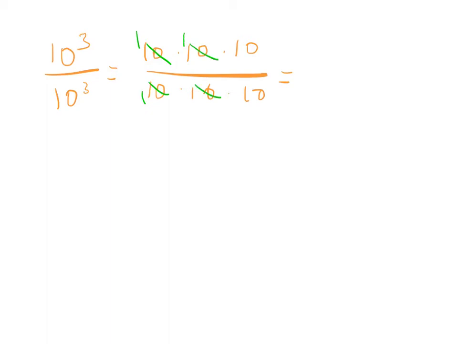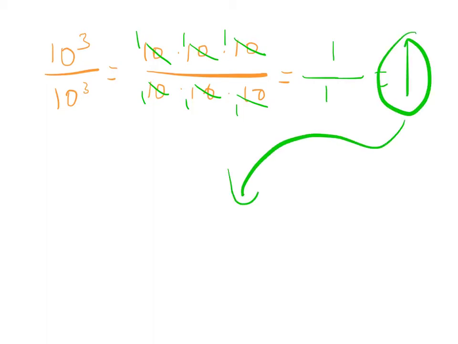1 over 1 over 1 equals 1 over 1, which equals 1. So that's our final answer. Now over here we do 10 to the third minus 10 to the third. 3 minus 3 is 0. So 10 to the 0 will equal 1.